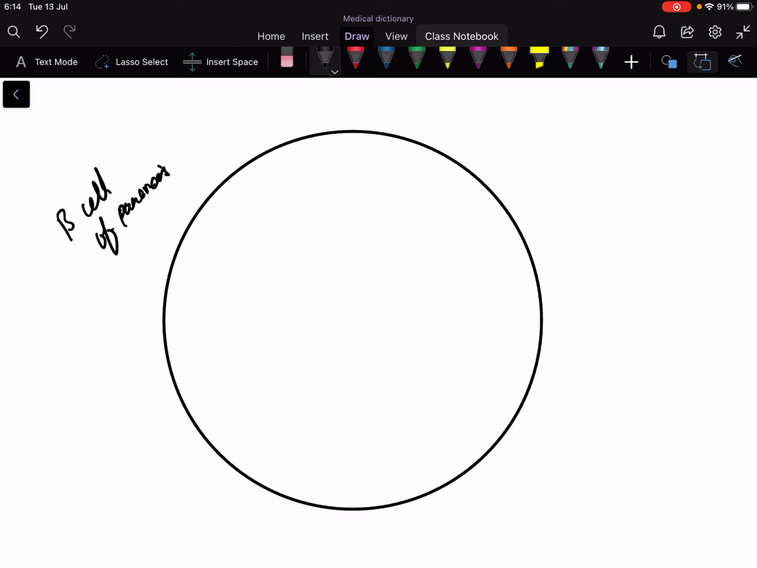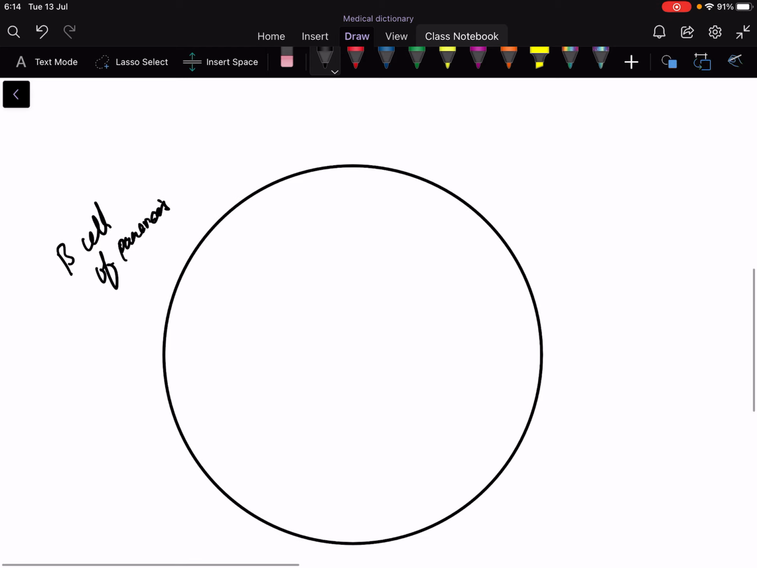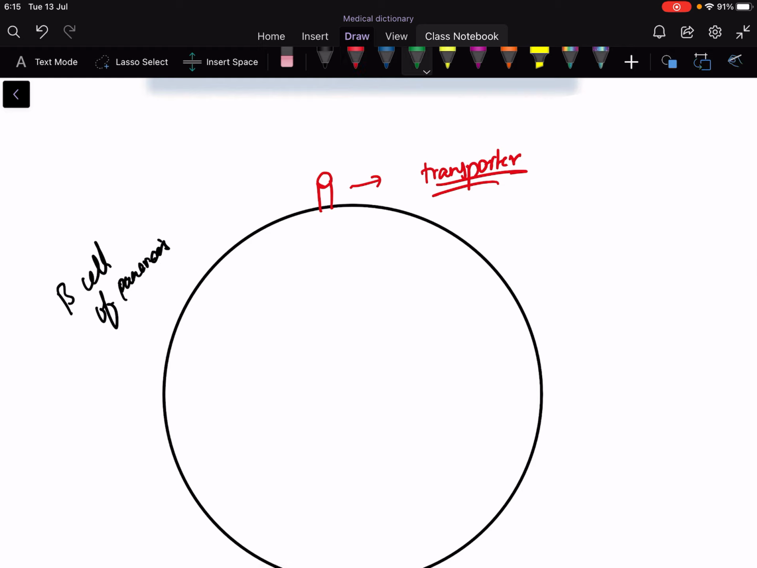Okay? So these cells are containing a special type of transporter. As you can see here, there is a special type of transporter. Okay, and what is the function of this transporter? It will transport the glucose. Here is your glucose molecule. It is transferring these glucose molecules into your cells. Hence they are called as glucose transporters.